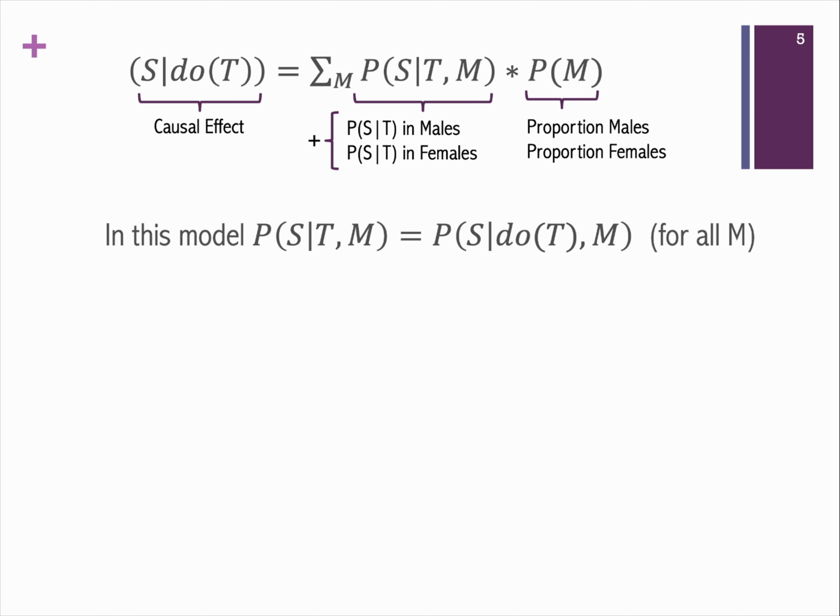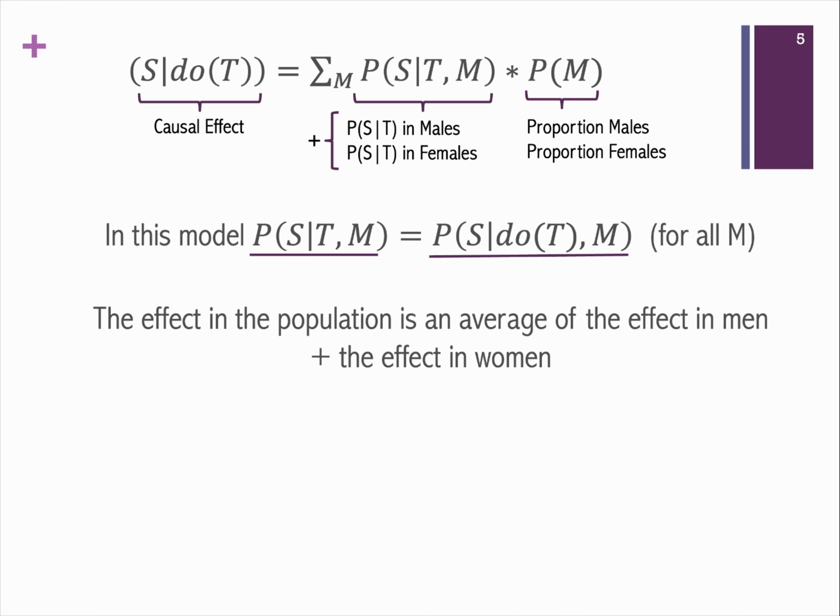Now, in this particular example, the conditional probabilities in the subpopulations also identify the effects in those subpopulations. This makes it easy to see a more general point, which is that the causal effect in a population is an average over the effects in its subpopulations.